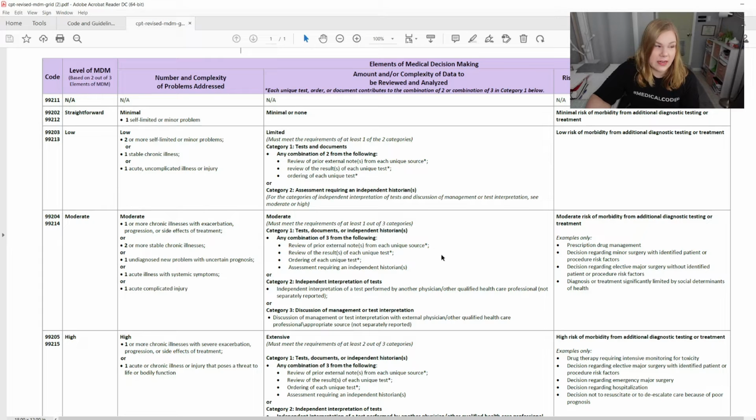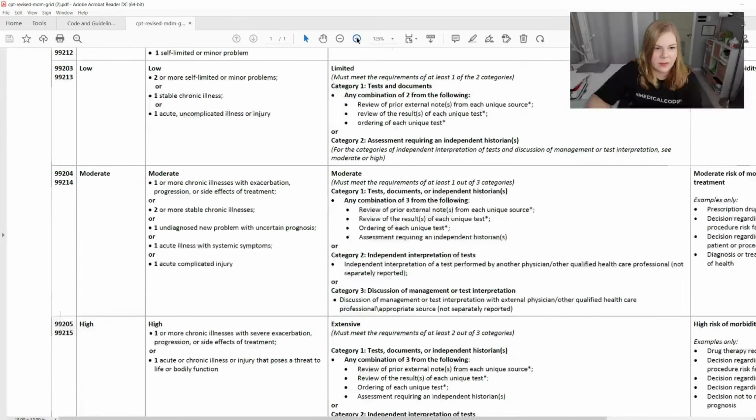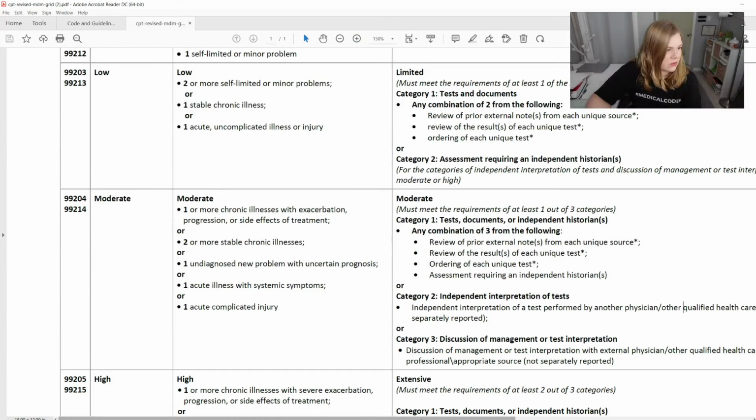Now, if we look at the next moderate element, it says here for amount or complexity of data to be reviewed and analyzed, we need to have at least one of these 3 categories to meet this element. So category 1 or category 2 or category 3. And actually the only difference between the moderate and the extensive level is this is 1 out of 3 for moderate, extensive is 2 out of the 3, but the actual data here is the same.